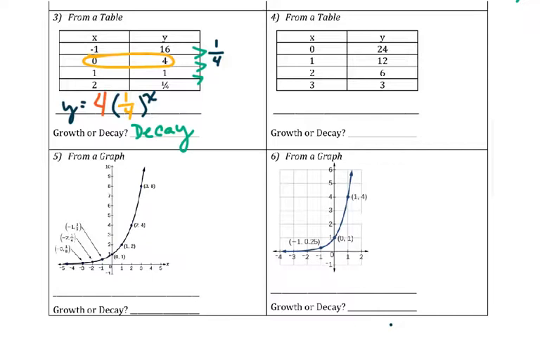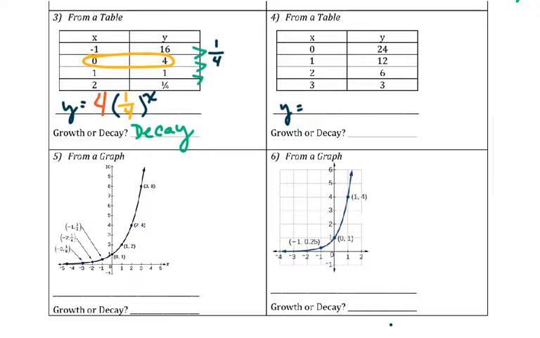Okay, go ahead, try number 4. So you have y equals. Find your initial value, your y-intercept. That's your a. And then figure out what's happening to get from a 24 to a 12. From that 12 to the 6, from 6 to 3, what is it decreasing by? What is your multiplier there? Very easy.